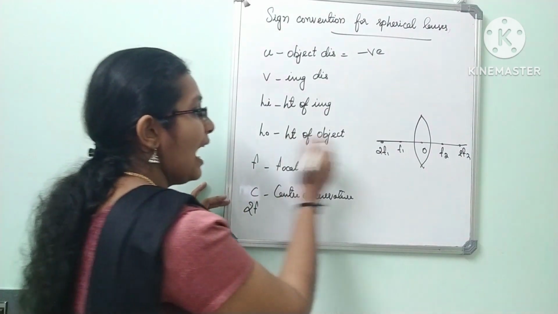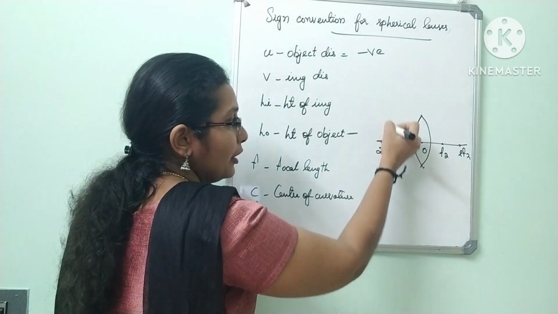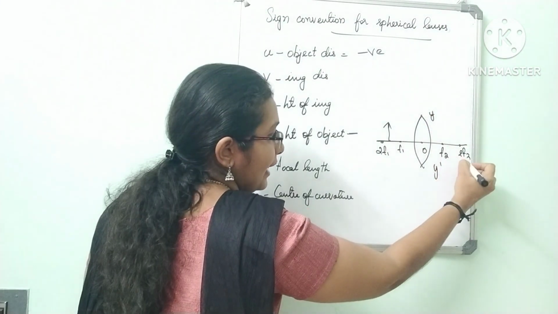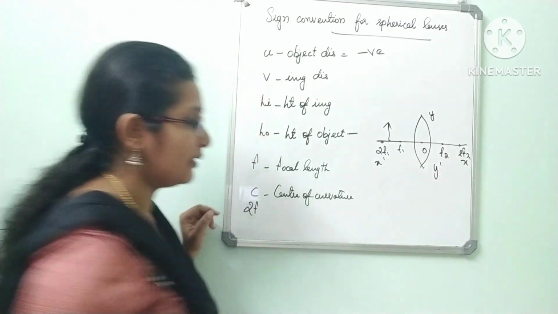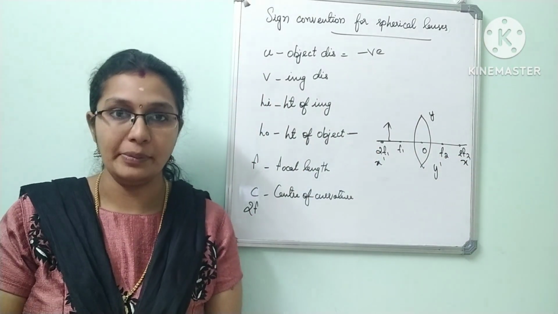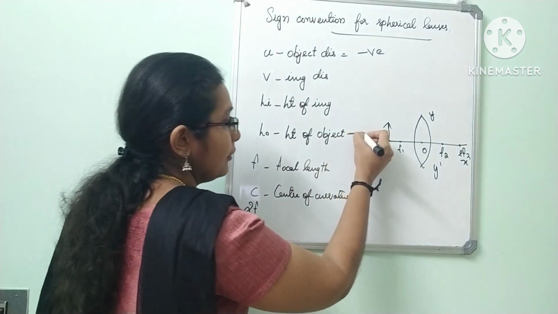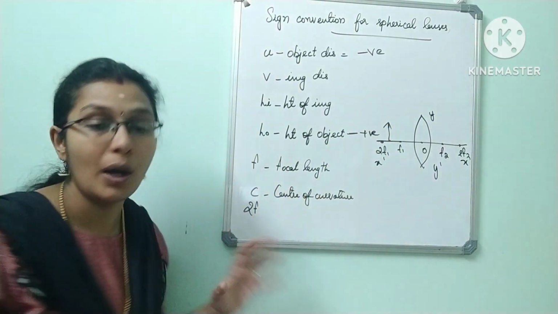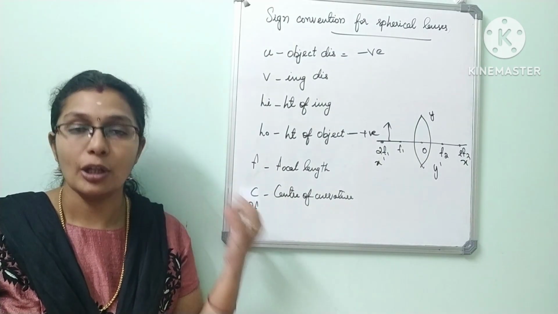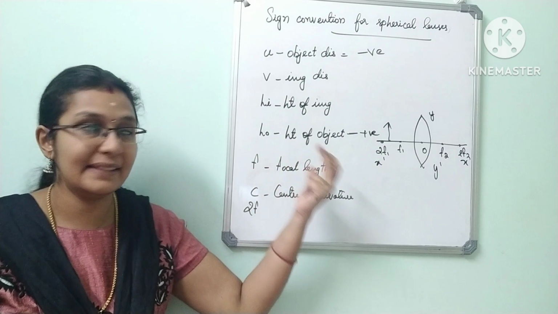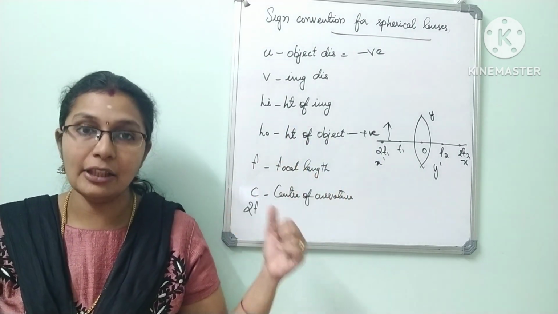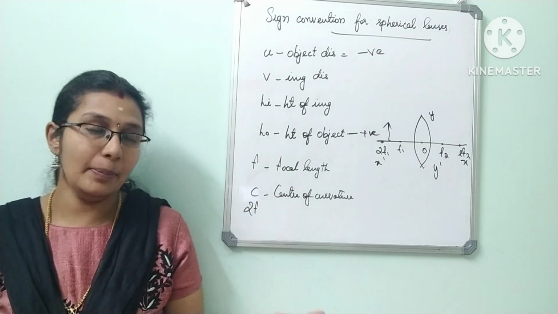And similarly, height of object. Anyway, you are going to place it here only. Okay, so this is Y, Y dash, X, X dash. Clear? Yes. So always you will place your object above the principal axis only. Yes or no? So always your height of the object will be positive. It will remain the same for both lens and mirrors. Object distance will be negative and object height will be positive.